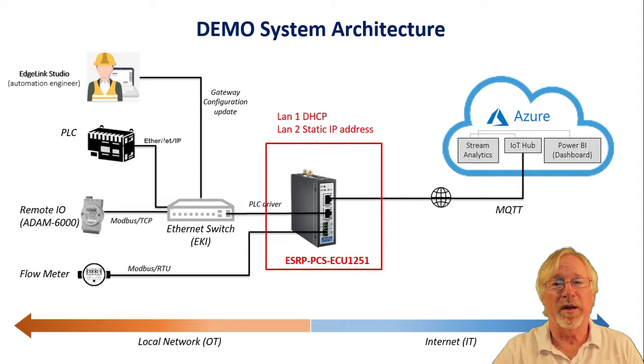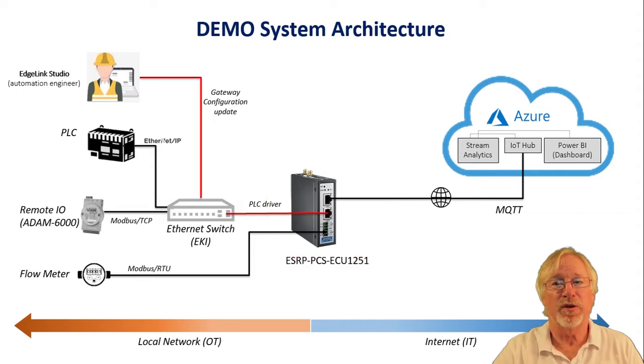To configure this gateway, I'm running the Advantech Edgelink Studio software and connected through a switch on the operation technology side to LAN port 2 of the hardware. The hardware can be configured through either port, but for this demonstration, I will use the OT side since this is where many users might be connected for setup.